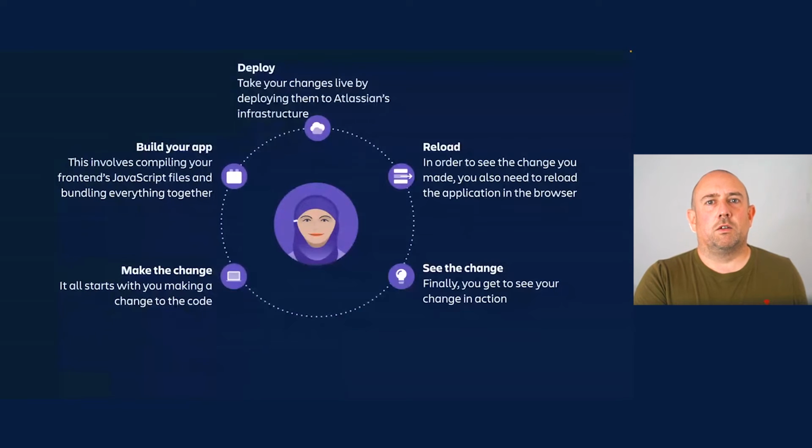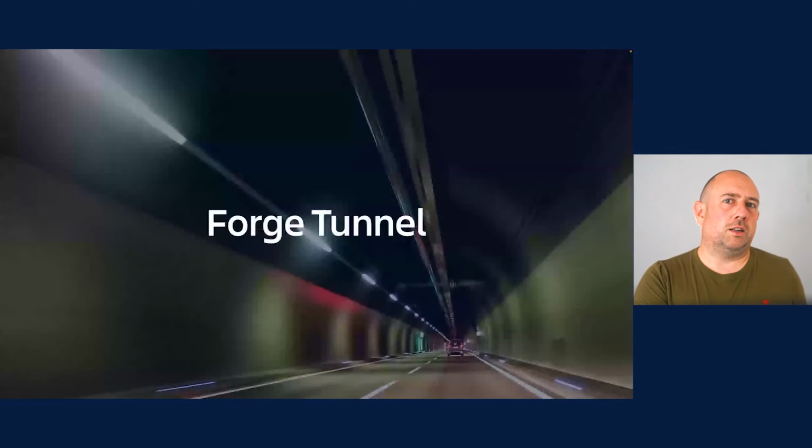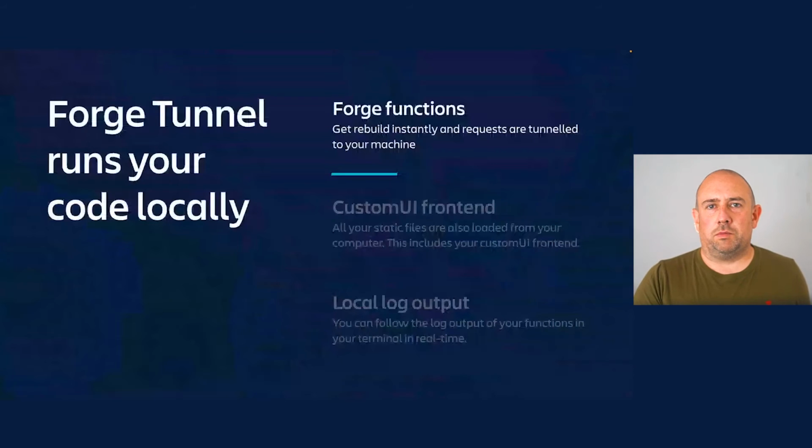So, what is our topic today? We want to minimize the cycle time in this dev cycle. First step, Forge Tunnel. Forge Tunnel allows us to do a lot of cool things. First of all, as you all know, Forge has a lot of functions that run on Atlassian's infrastructure. But with Forge Tunnel, you get to run them locally on your laptop, on your machine. All requests are tunneled to your machine. That's where the name Forge Tunnel comes from.